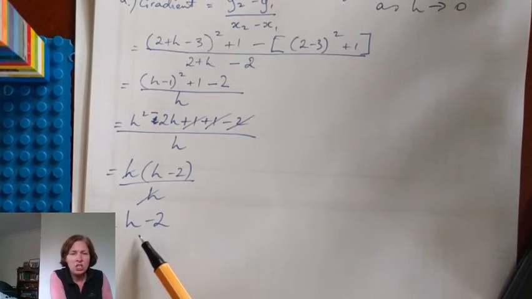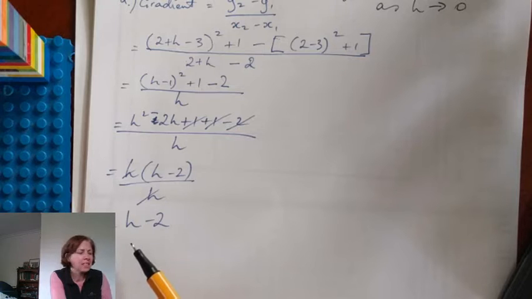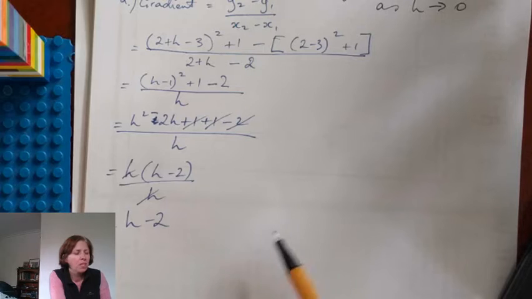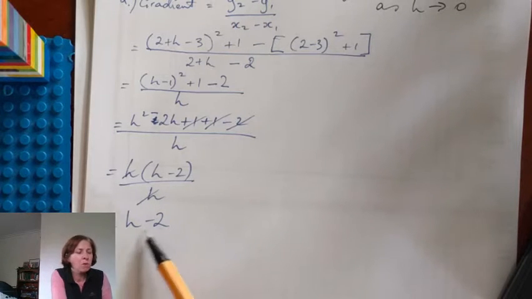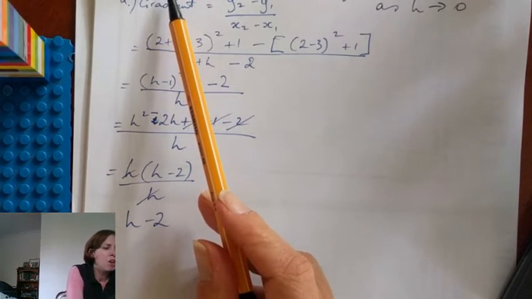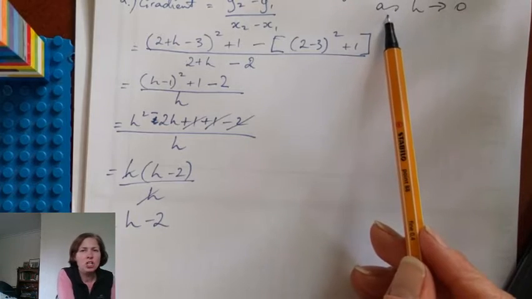So depending what h is, if h is 3, that's going to be the point where x is 2 plus 3, that's x is 5. What will the gradient of that line be? It'll be 1, 3 minus 2. Okay, this is not a limit at this stage. However, part B, find the limit of this gradient as h approaches 0.